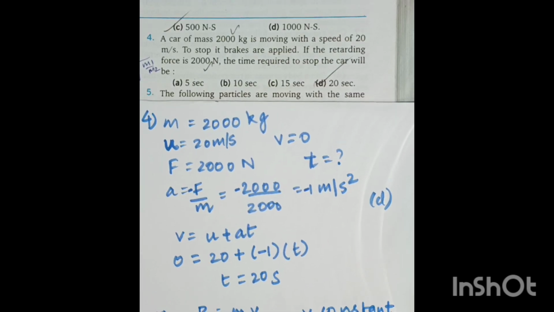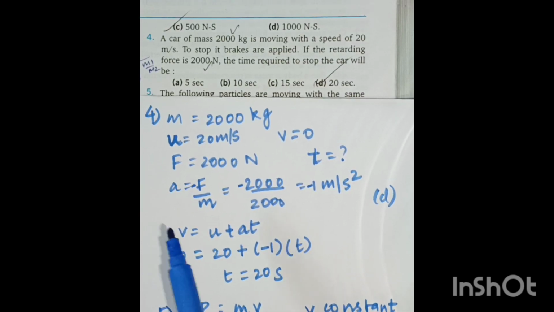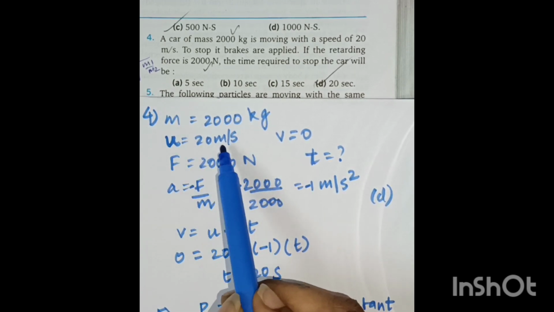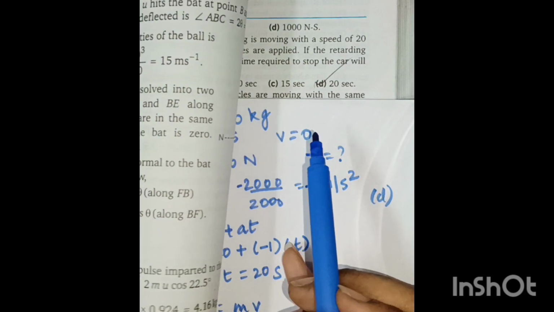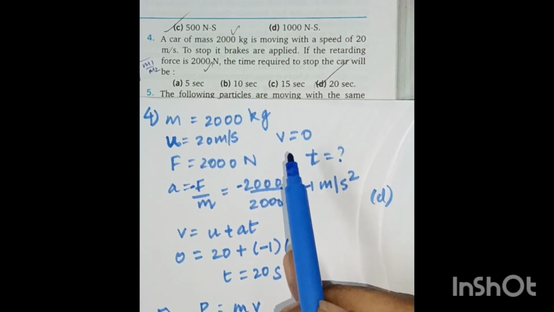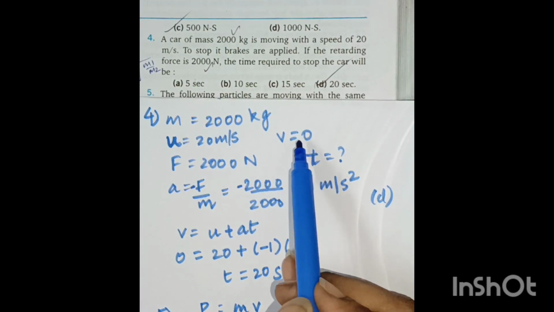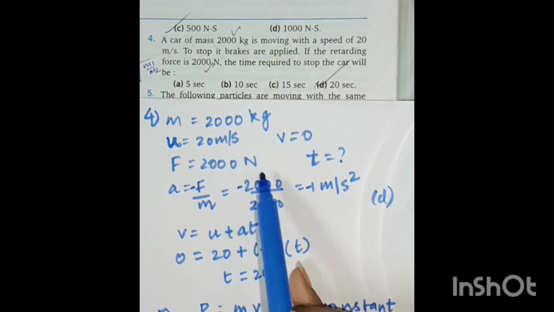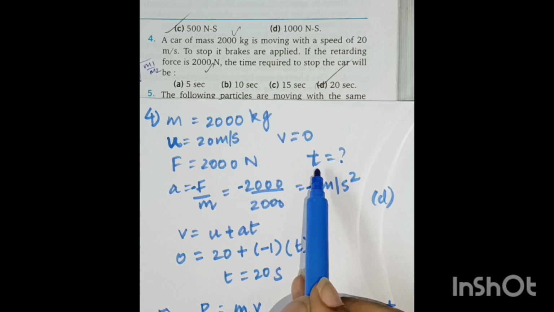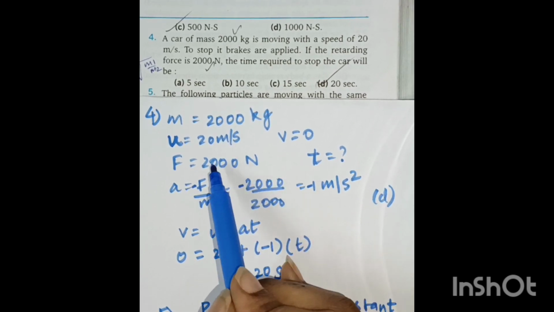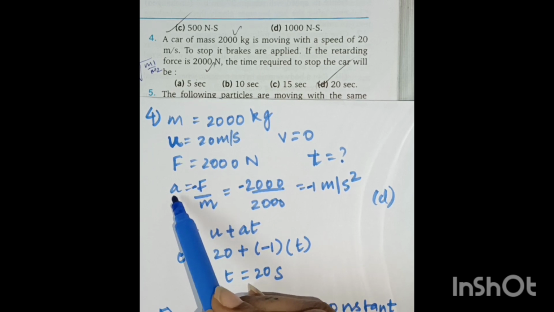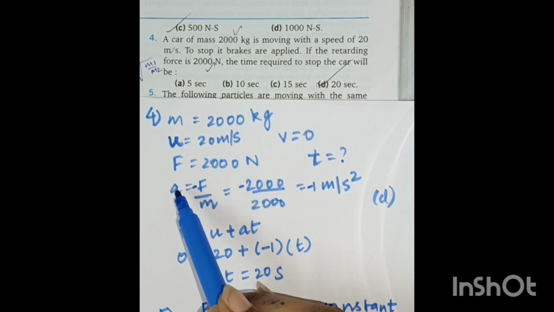So given the mass of the car is 2000 kg, initial velocity is 20 meter per second, final velocity is 0 and force is 2000 Newton. And what is the time they are asking? If you are having the value of force and mass, then you can definitely find the value of acceleration. So immediately go for finding acceleration.